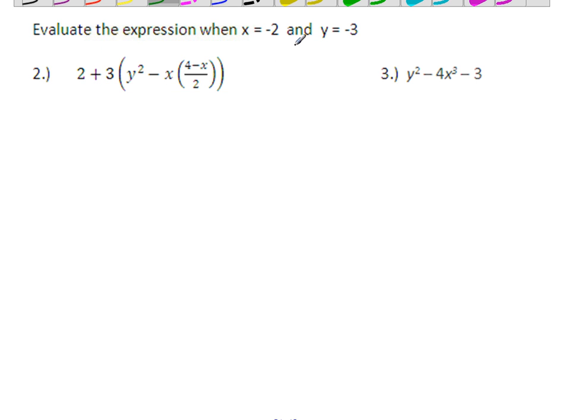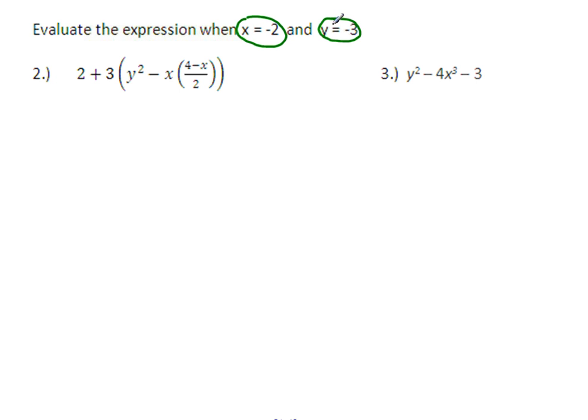So first thing we need to do is plug in these values. Negative 2 is x, and y is going to be a negative 3. So I'm just going to rewrite everything. 2 plus 3, and then y squared. Now instead of writing negative 3 squared, I'm just going to do that part in my head and just put a 9. You can't use calculators on this anyway, but sometimes your calculators will do that wrong if you plug it in.